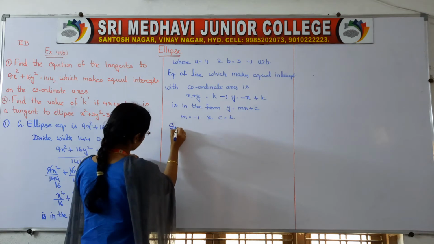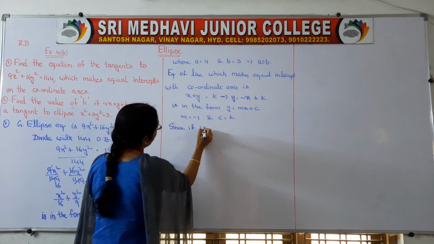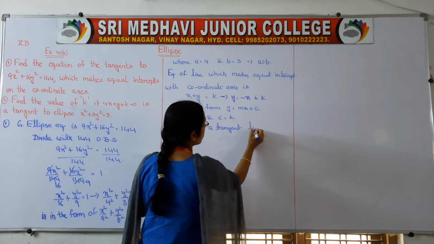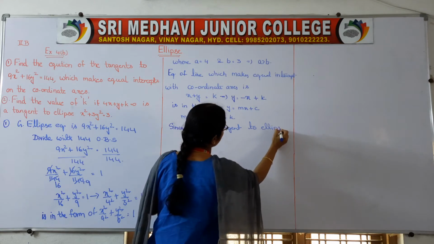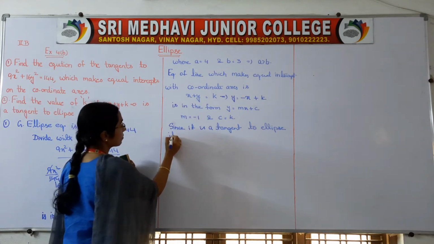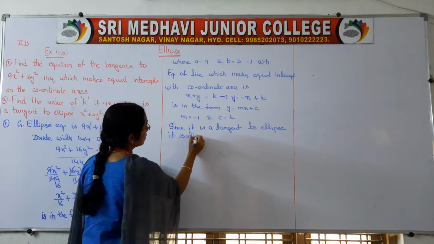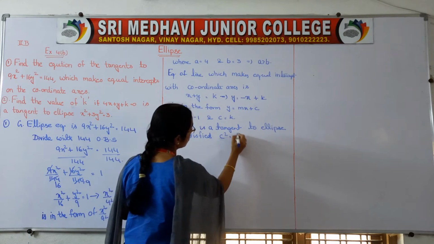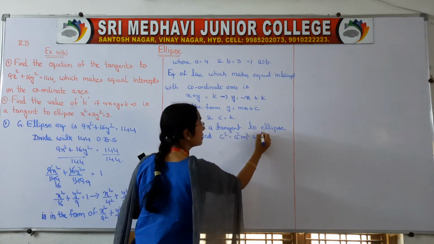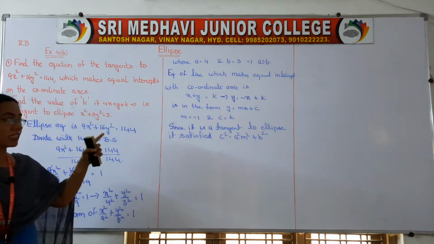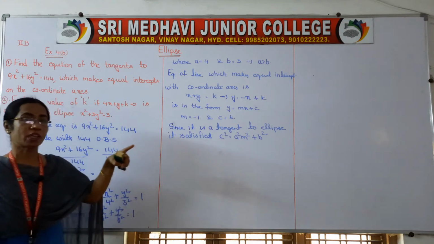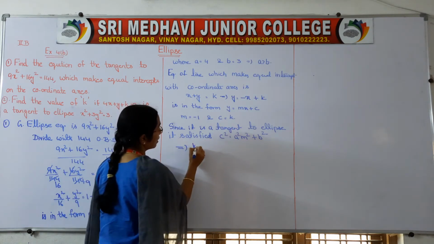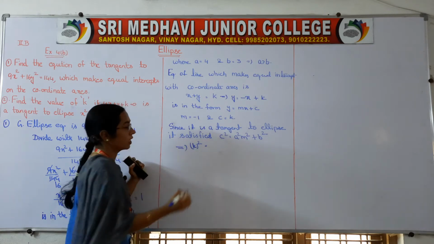So, since it is a tangent to the ellipse, it satisfies the condition c square is equal to a square m square plus b square. It satisfies the condition c square is equal to a square m square plus b square. So c is k, c square means k square.